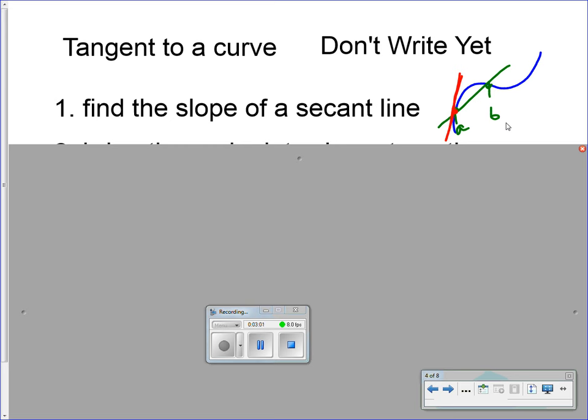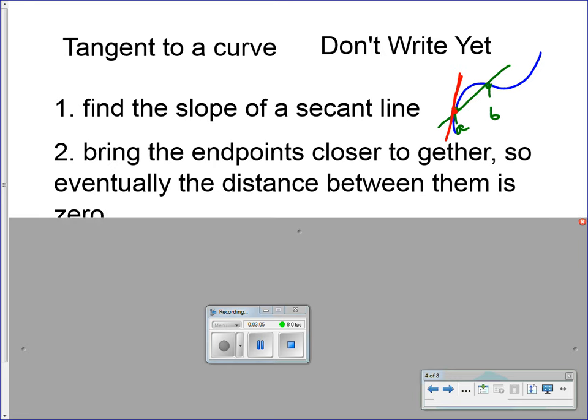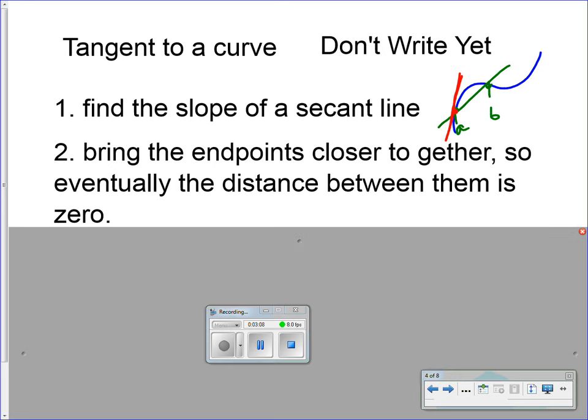So what I'm going to do is use the secant line, the one in green. And then I'm going to bring the endpoints closer and closer together. So instead of using that B, I might pick a point that's really, really close to A and draw that secant line. And I hope you can see that secant line, its slope is almost the slope at A. And I would try to get closer and closer and closer until eventually I reached the tangent line. So if I'm getting closer and closer and closer to something, in calculus we call that a limit.